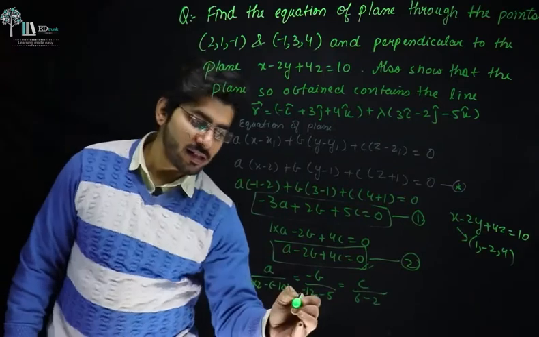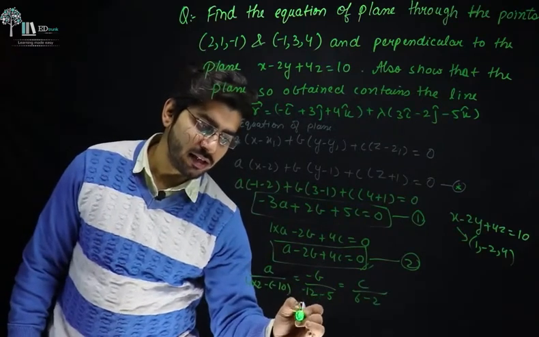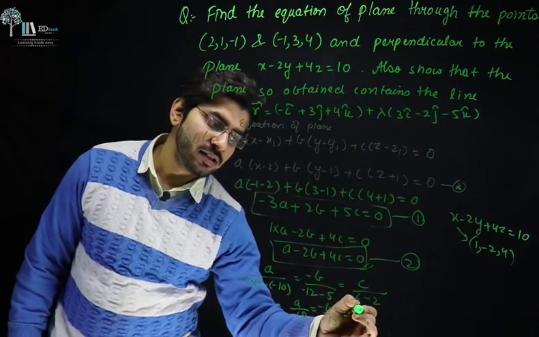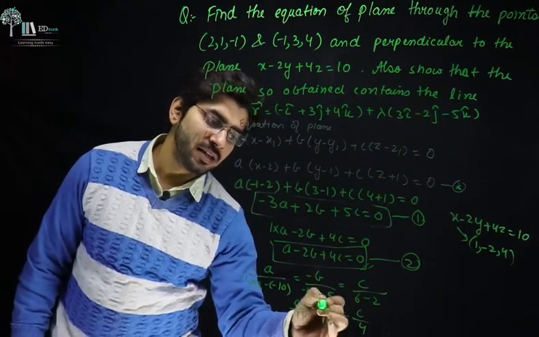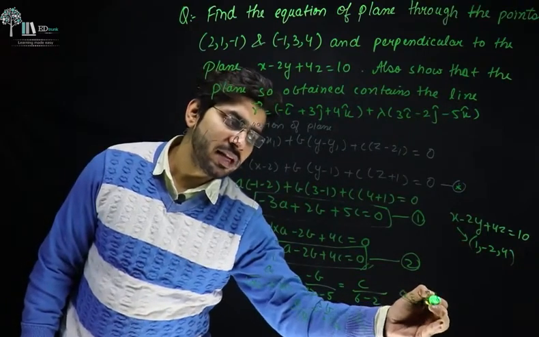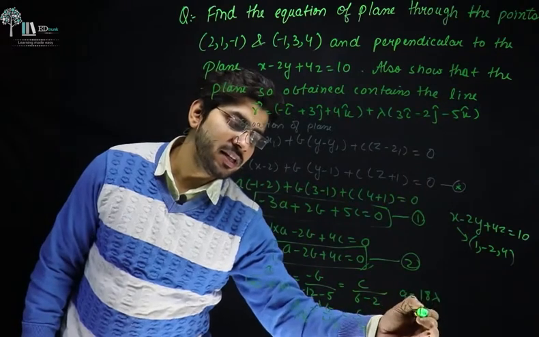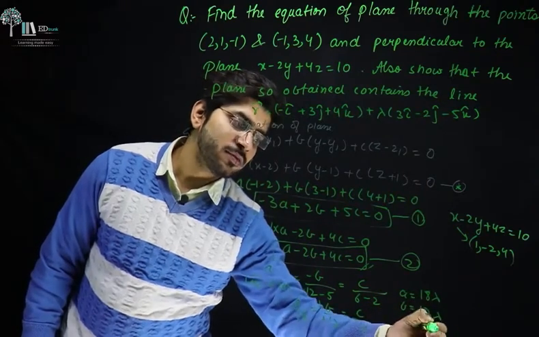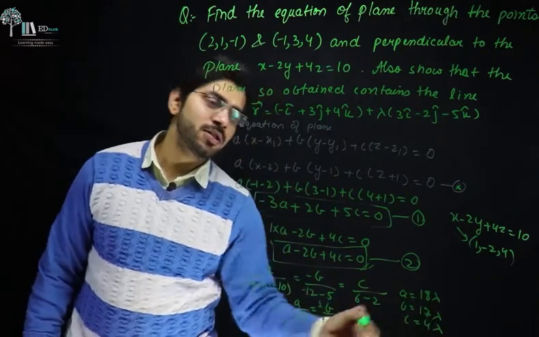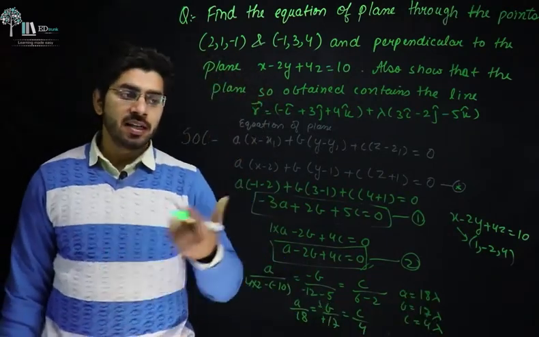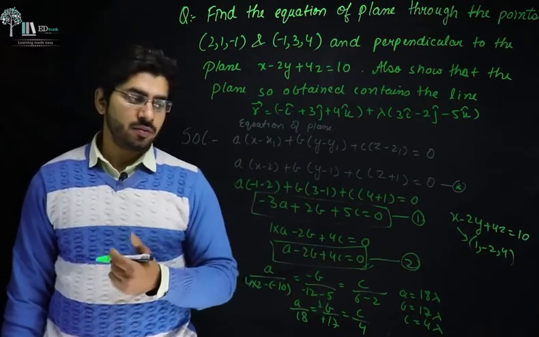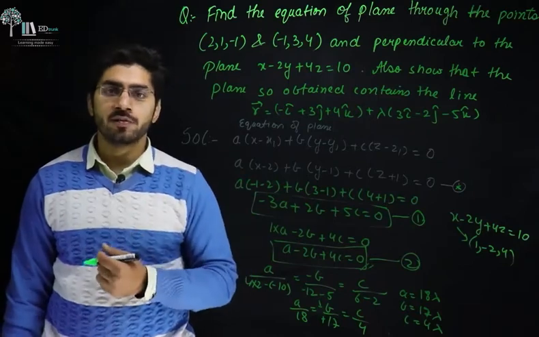So we will get the value as A upon 18 equals to B upon minus 17, C upon 4. So the minus signs will get cancelled. So we get the value of A as 18 lambda, lambda can be any multiple, B as 17 lambda and C as 4 lambda. So these are the values of A, B and C. So we can substitute these values in the equation and we'll definitely get the equation of the plane.